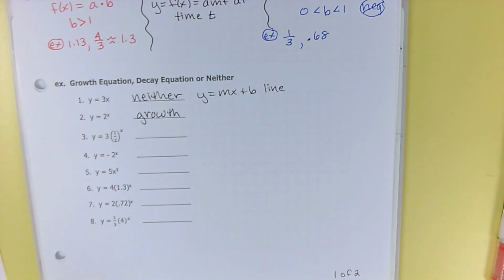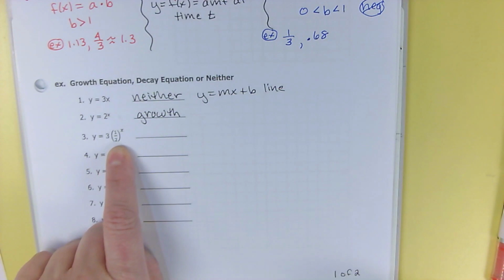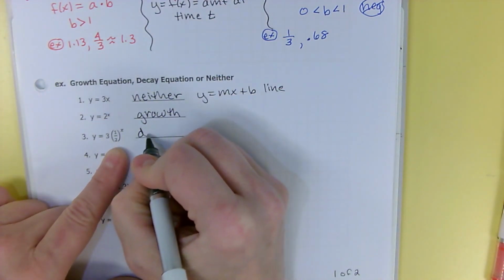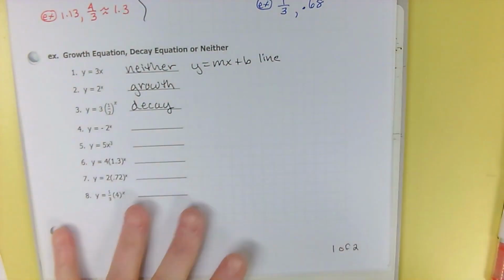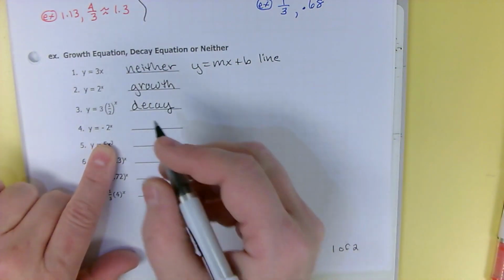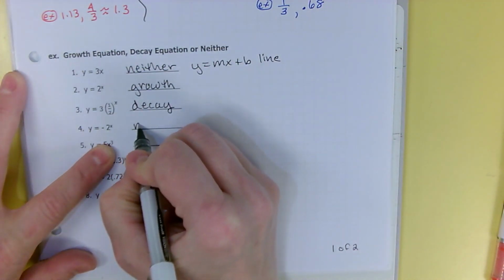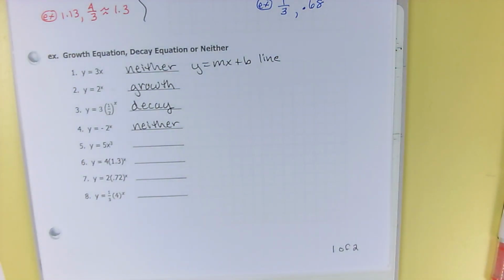Okay, number 3. 3 is the initial value, but that's not what we're being asked. We're being asked, is it growth or decay? The b value is 1/2, which is less than 1. So this would be decay. So make sure you're looking at the b value or the base of the exponent to figure out which one it is. Number 4, this has a negative in front of it. Neither one of these has a negative in the front. So this is neither.